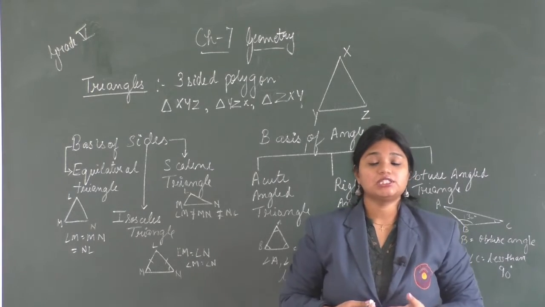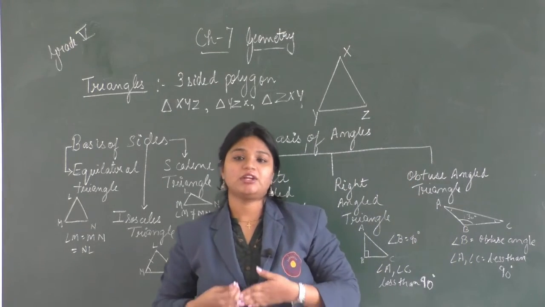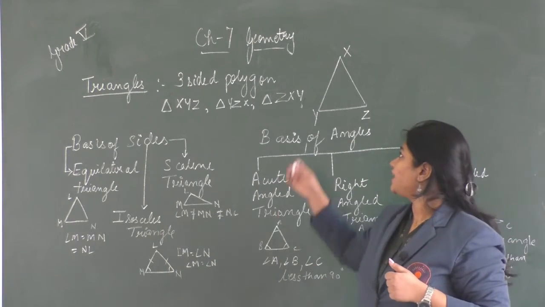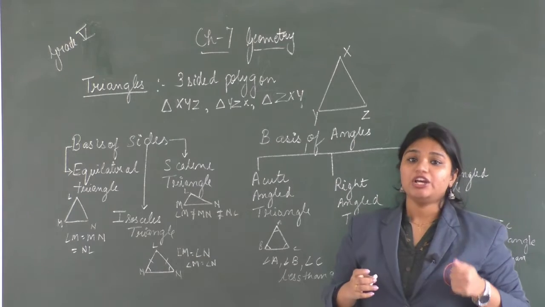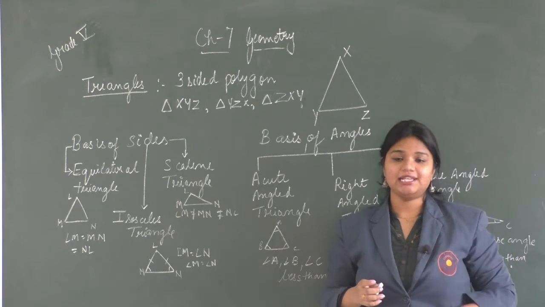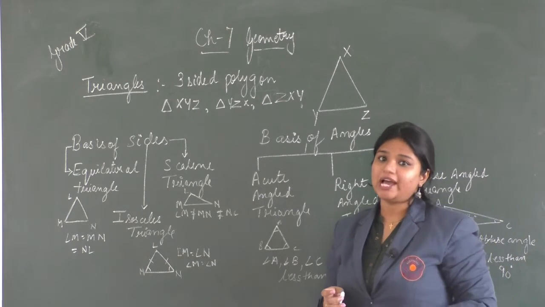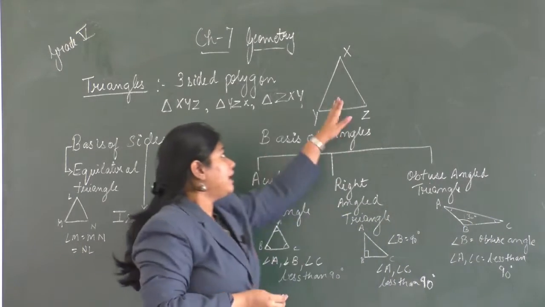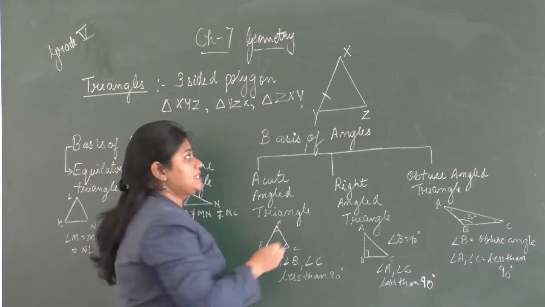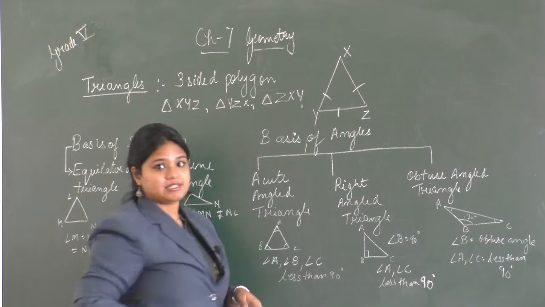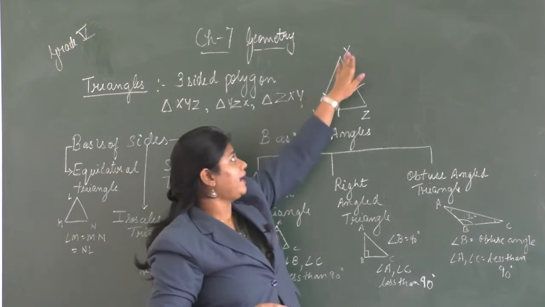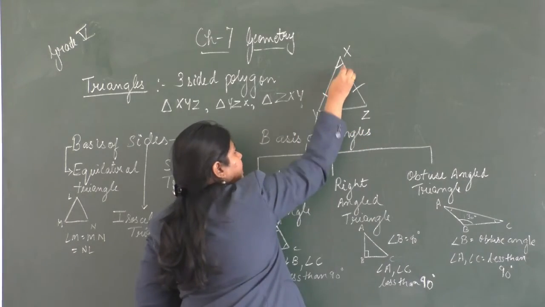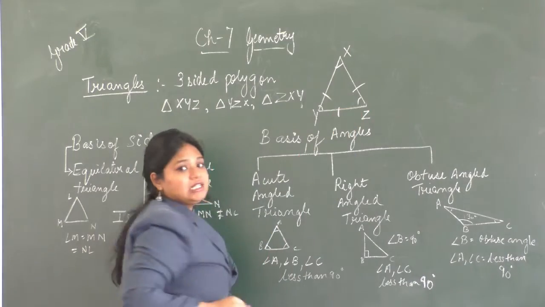Okay, so under polygons we learned about triangles. Now triangle is a three-sided polygon. So here we have a triangle XYZ. In a triangle there are three sides and three vertices and three angles. So in the given triangle the three sides are XY, YZ and ZX. The three vertices are X, Y and Z, and the three angles are angle X, angle Y and angle Z.